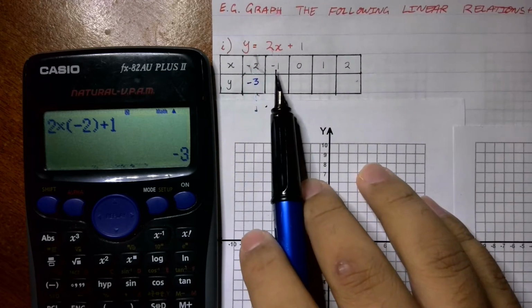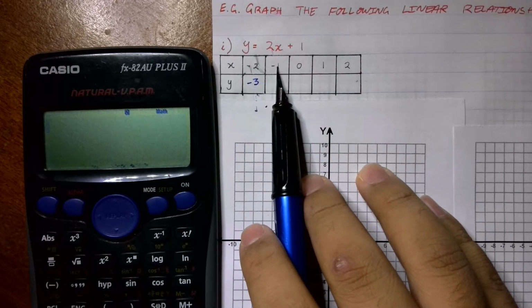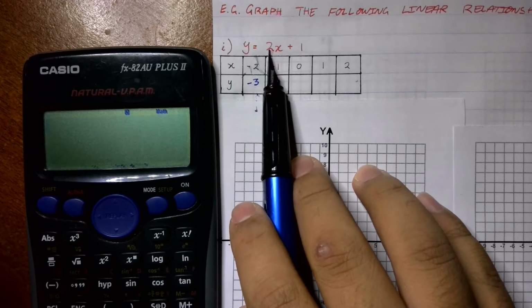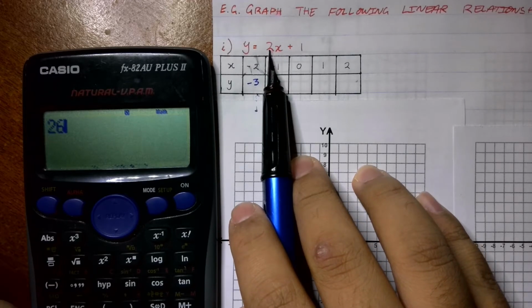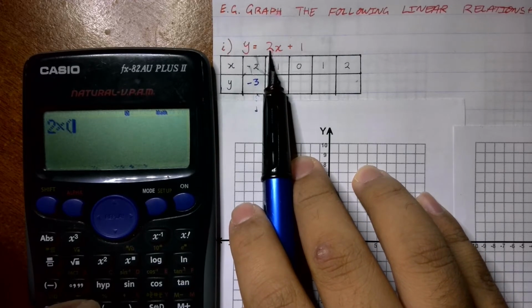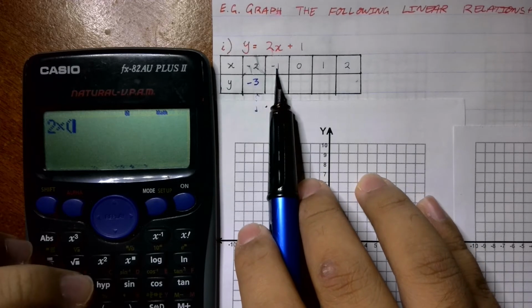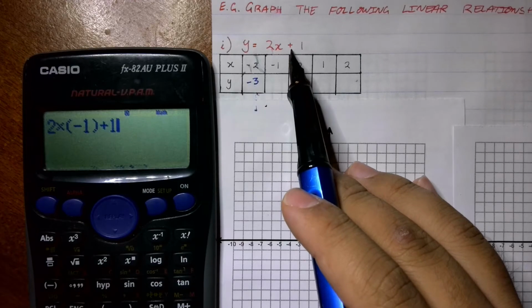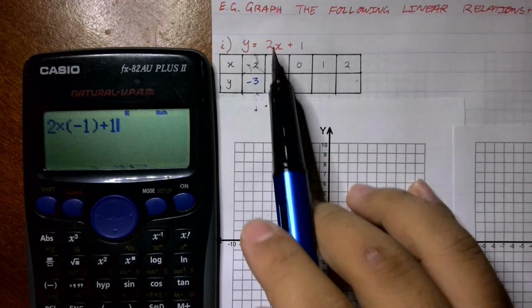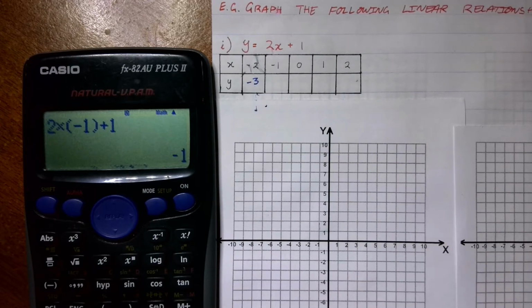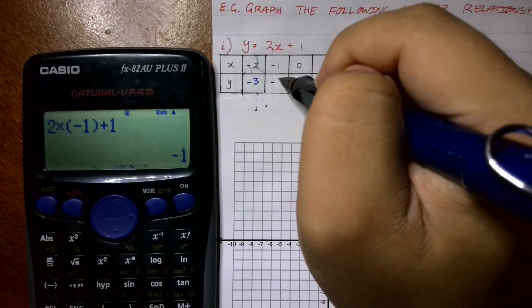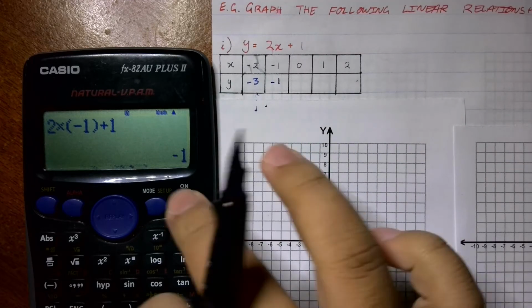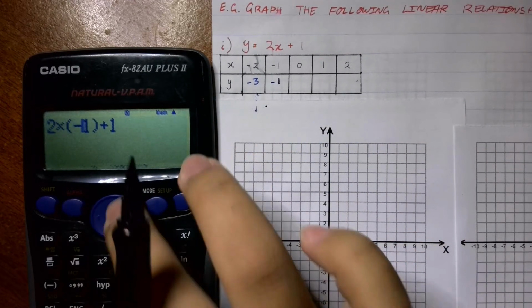You can sort of guess what's going to happen here. This one is going to be 2 times, bracket, negative 1, plus 1. Because I'm just following the equation there, we press equals, this gives us negative 1. And this continues as follows.